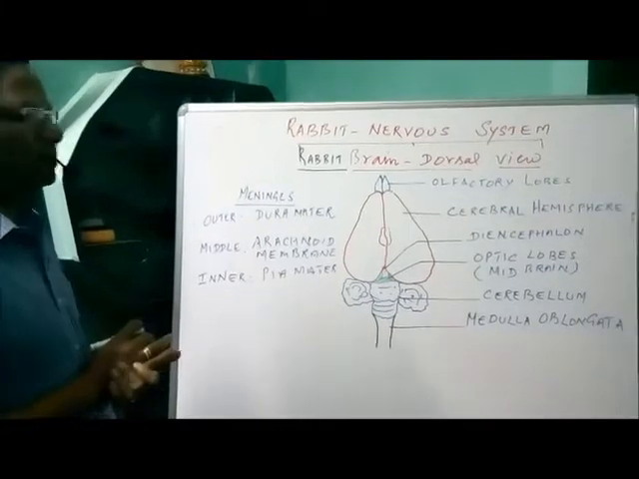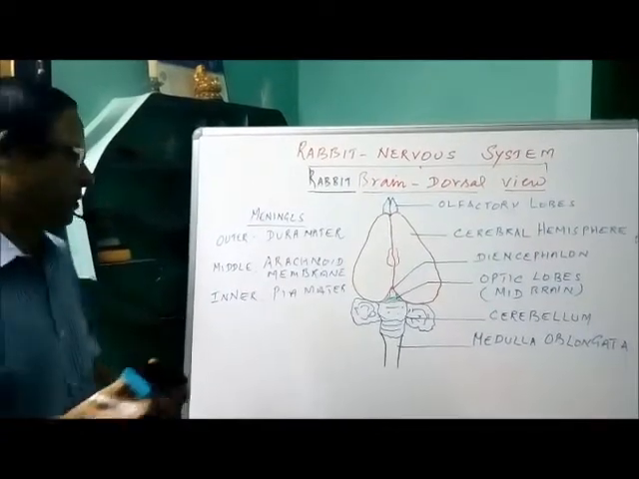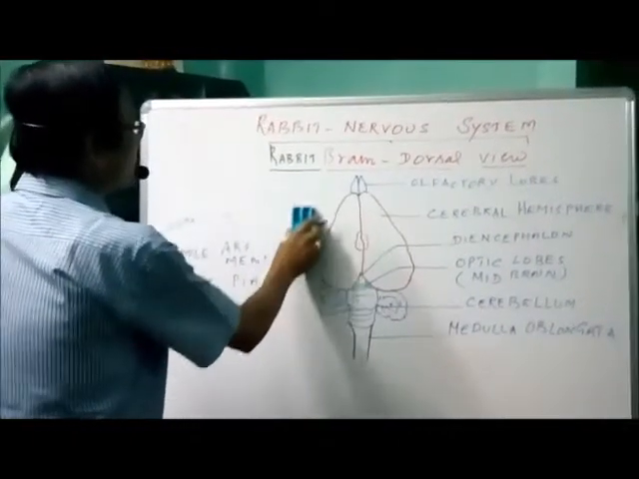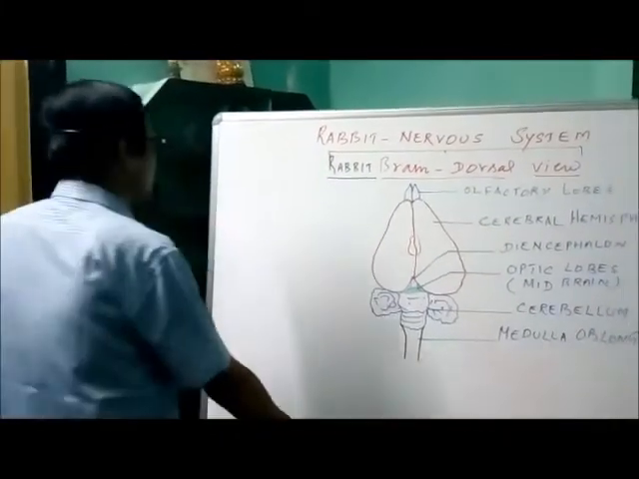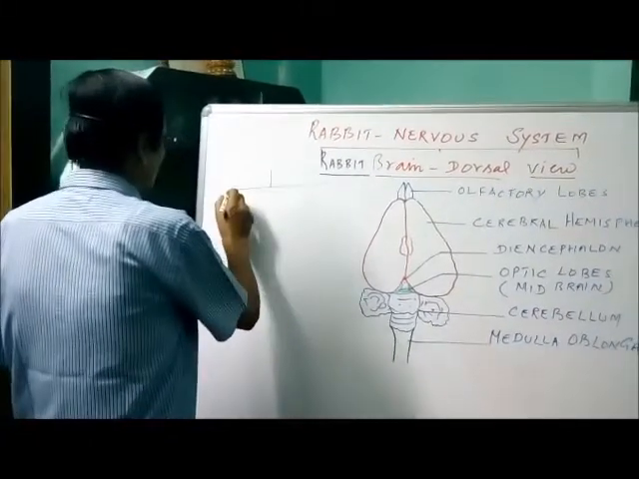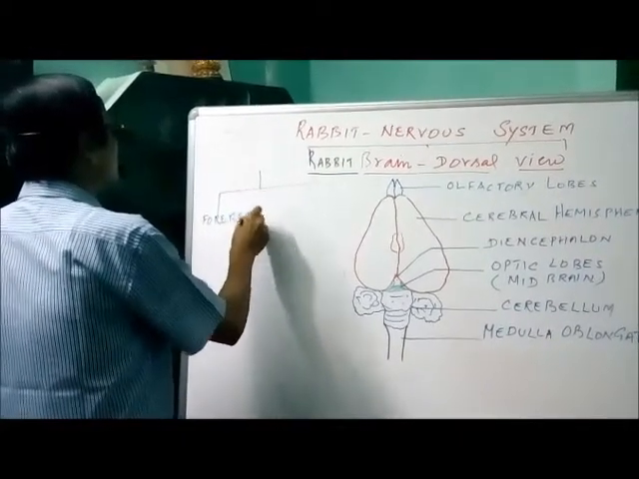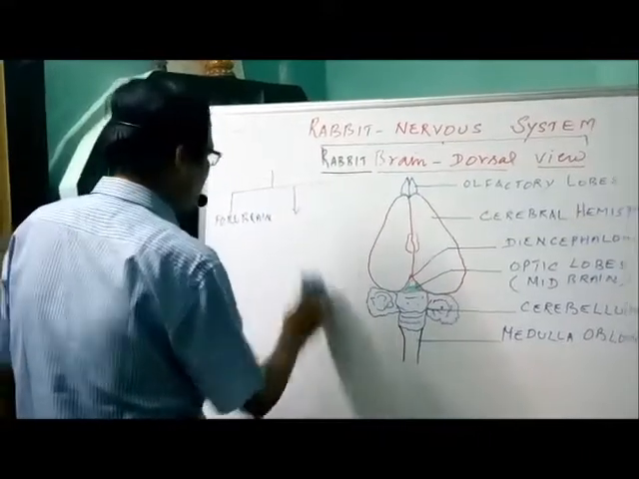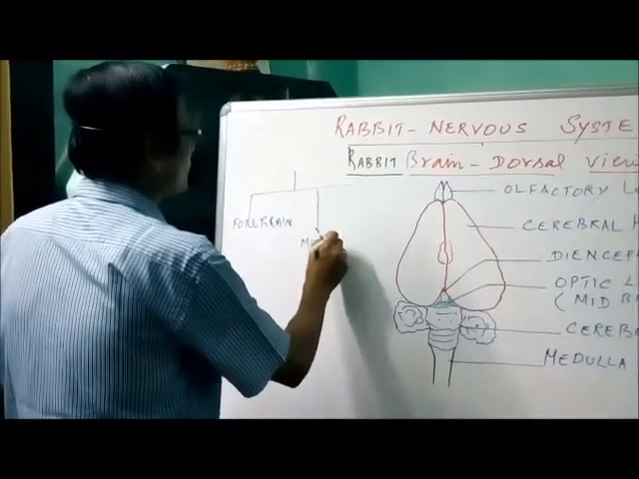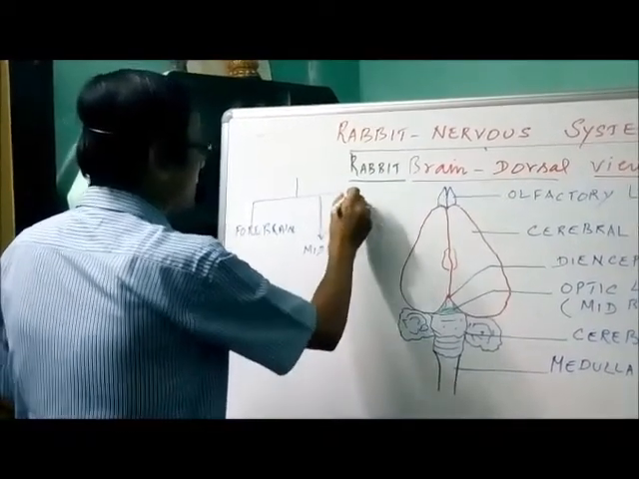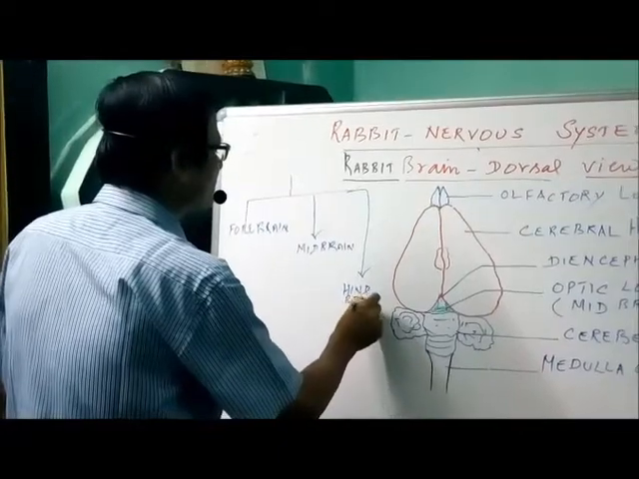Now what are the divisions of the brain? The brain in all vertebrates has the same basic fundamental pattern. It is divided into three parts: forebrain, midbrain, and hindbrain. So these are the divisions of the brain.